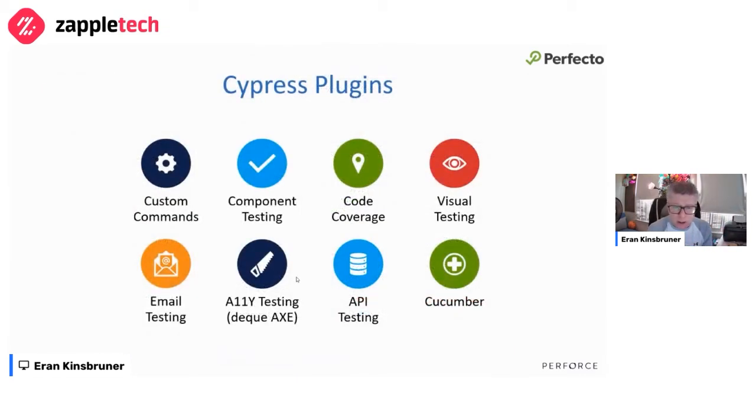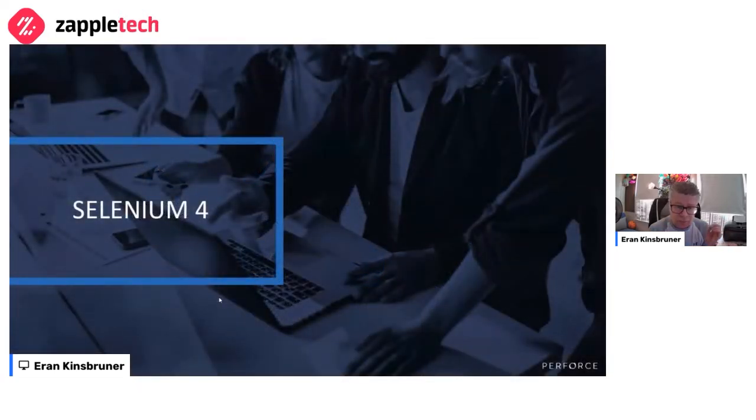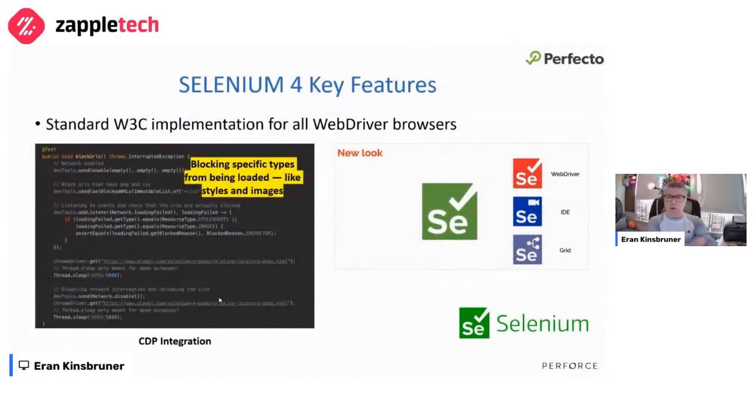I talked about almost all the different plugins within Cypress. You can see most of them here: component testing, visual testing, code coverage, BDD, accessibility, and much more. Again, it's very dynamic. If you're interested in learning more about plugins, cypress.io has all the plugins listed. Let's move, in the time that I have, to Selenium.